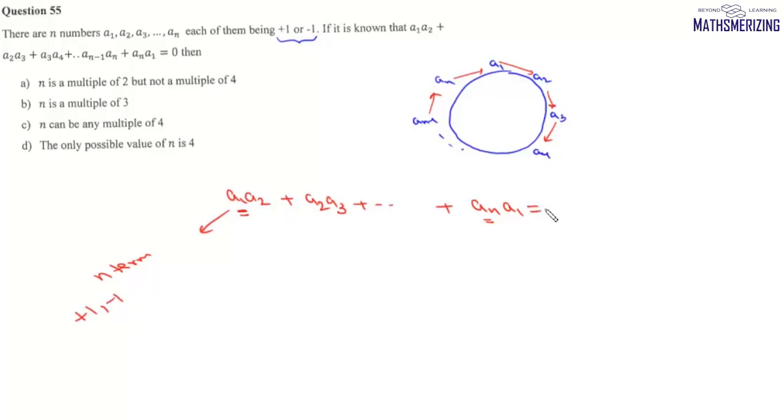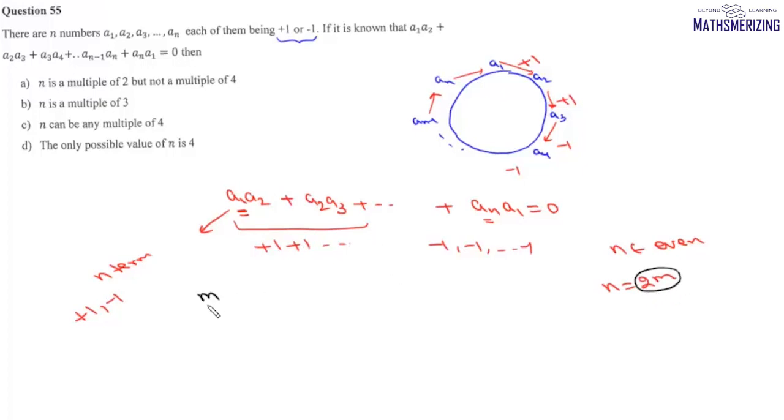Now since it is given that their sum is 0, that means half of them should have the value plus 1 and the other half should have the value minus 1. So that means n must be an even number, so n must be of the form 2m. It simply means out of these n products, which is now 2m products, m products will have the value plus 1 and m products will have the value minus 1.